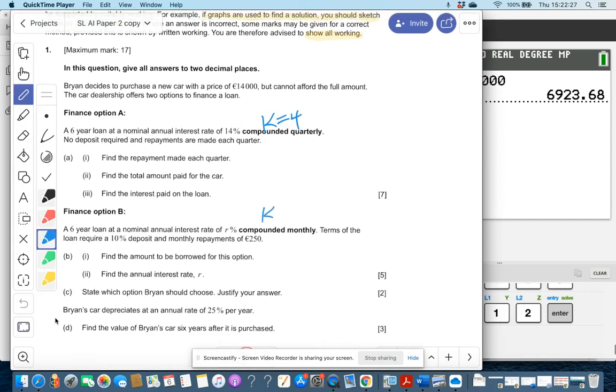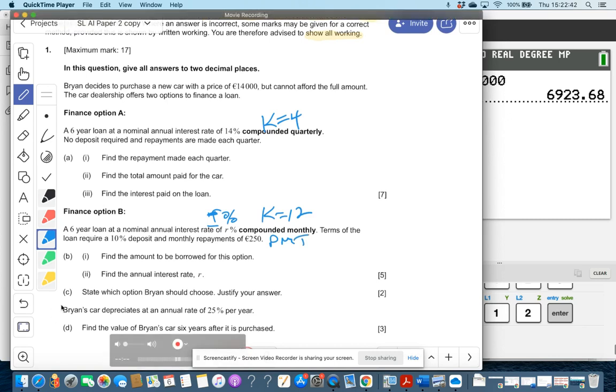So K is equal to 12. And actually, we're going to use the TVM solver, and we're going to solve for I. We're solving for the I, and the payment is right there, 250 euros. Okay, so find the amount.